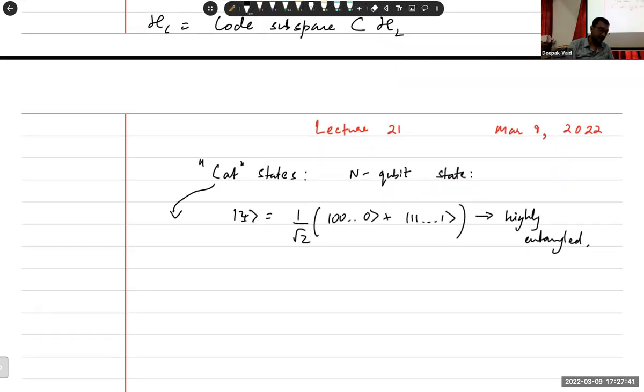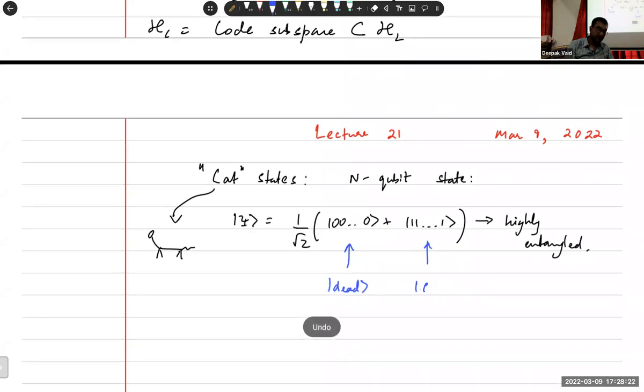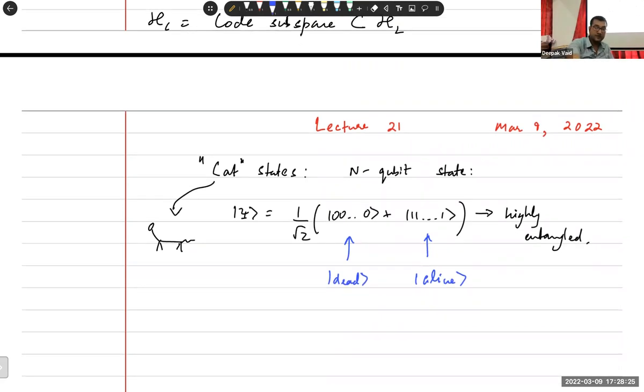And the reason we refer to this as a cat state, right? Because we are actually referring to Schrodinger's cat, okay? Because in the limit of large N, your system becomes more and more macroscopic, right? So if you imagine that you have a system which consists of a very large number of qubits, enough to make a cat, and you put that system in this kind of a state, this could be something like dead and this could be alive, right? So this would be the statement of Schrodinger's cat, right?